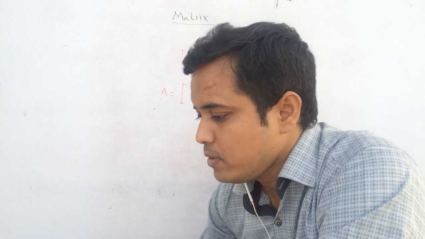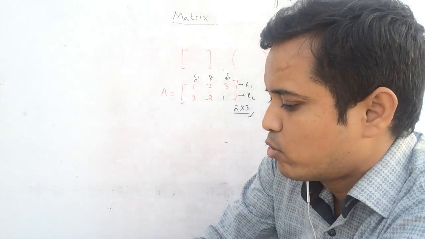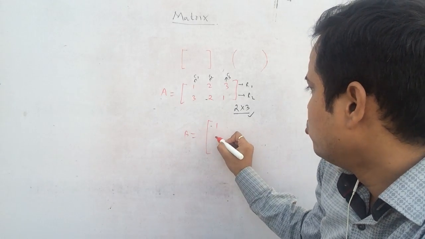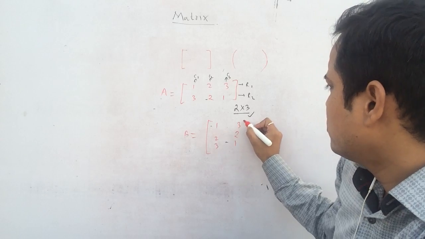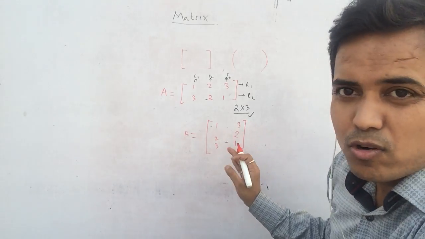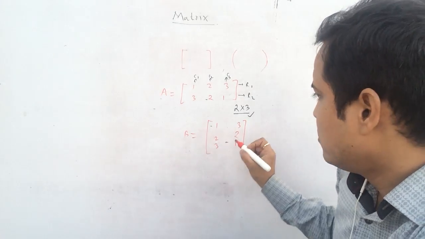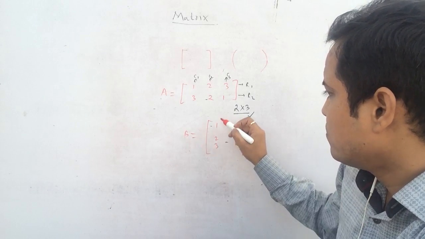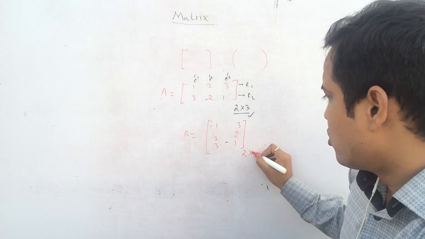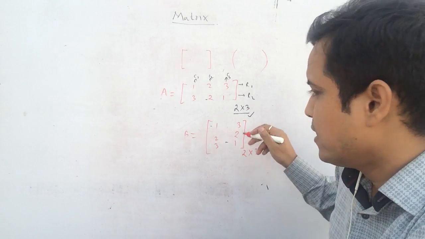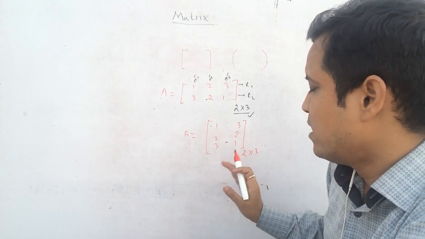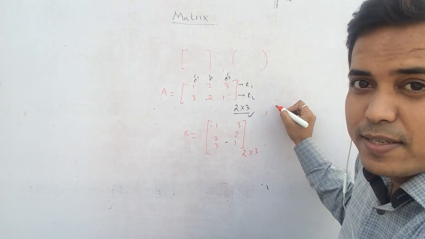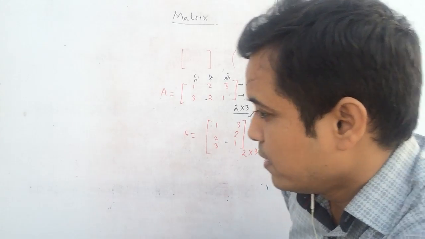Now if I give you one more example, B equal to 1 2 3 3 2 1, suppose. If you want to find the order of this, how many rows are there? 1, 2 and 3. Write the rows. How many columns? 1 and 2. So the order is 3 cross 2. Again, it contains 6 elements.